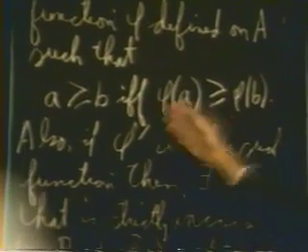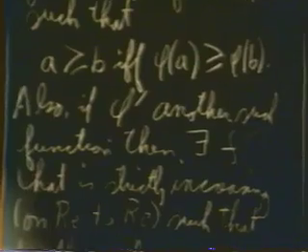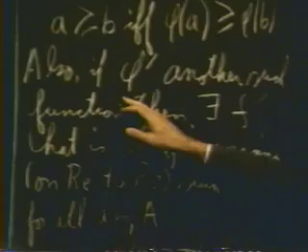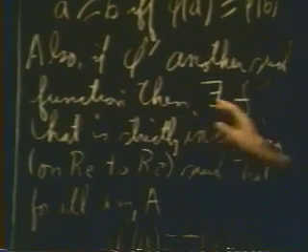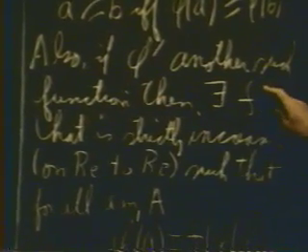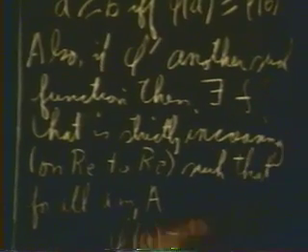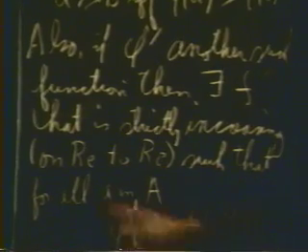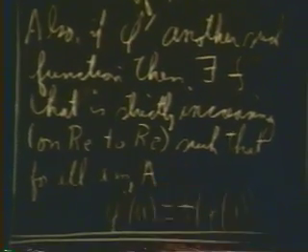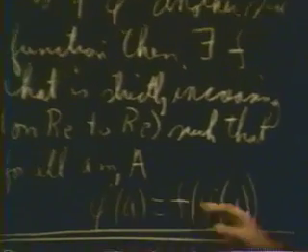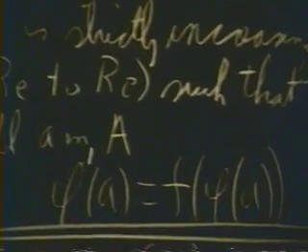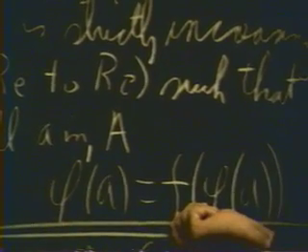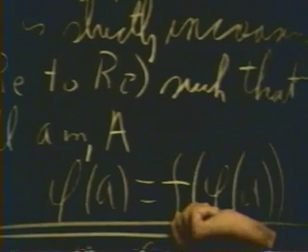Moreover, for the second part of the theorem, we have the uniqueness property. Also, if phi prime is another such real valued function, then there exists a function f that is strictly increasing and is a mapping from the real numbers onto the real numbers, such that for all objects A, phi prime of A is equal to f of phi of A. So that f, as this strictly increasing function, represents the degree of uniqueness we get in ordinal measurement.